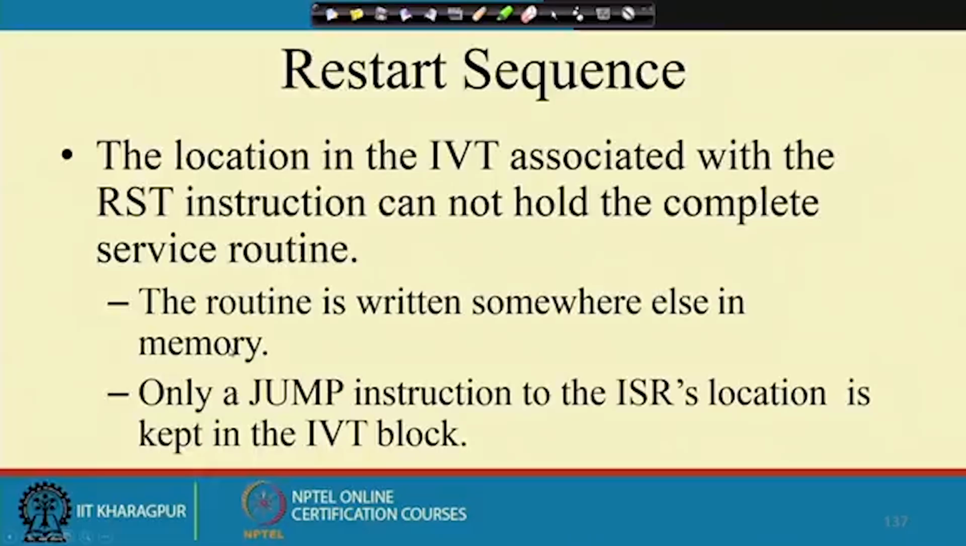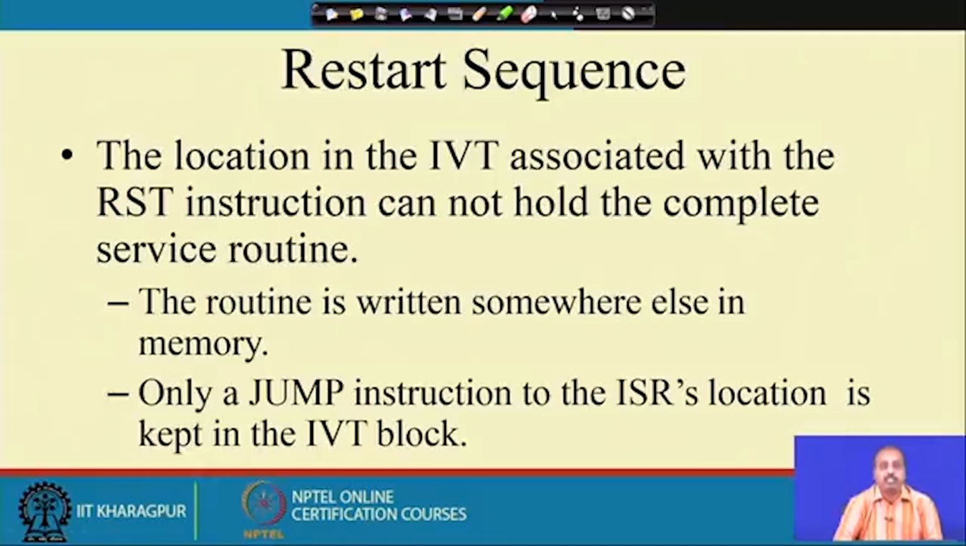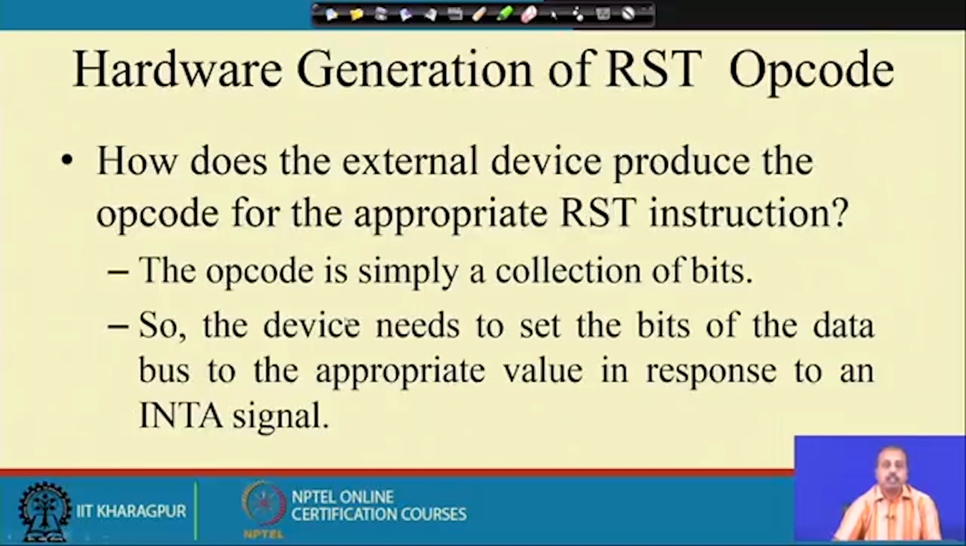Now, the location in the IVT may not hold the complete service routine, as I said. The routine may be written somewhere else, and we can have a jump instruction at the ISR location that may be kept in the IVT block. As we have already said, this interrupt vector table may have a jump instruction only for the actual service routine.